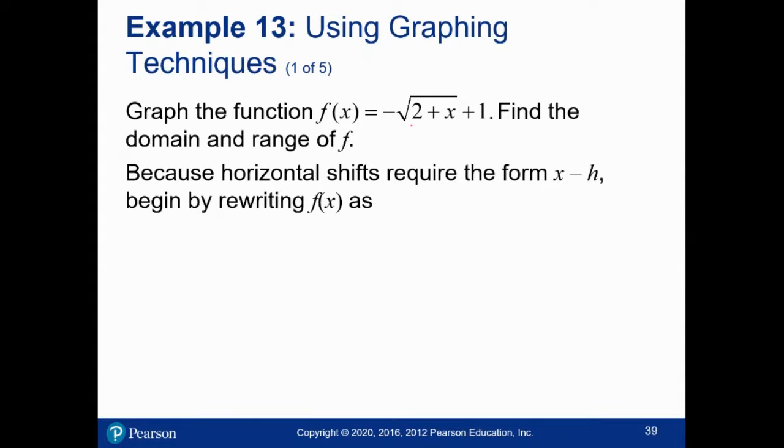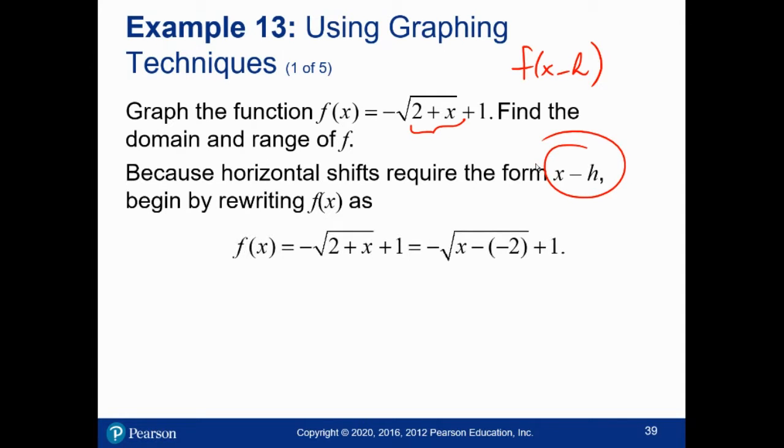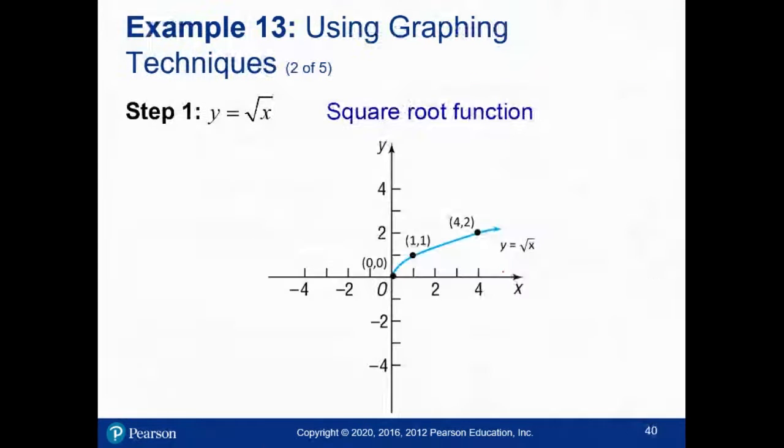So the first thing is this 2 being added to x inside the square root. This is going to look like one of these things, but we don't really have an x minus something. It's 2 plus x. So to match what we're used to dealing with, we should replace that 2 plus x with x minus negative 2.